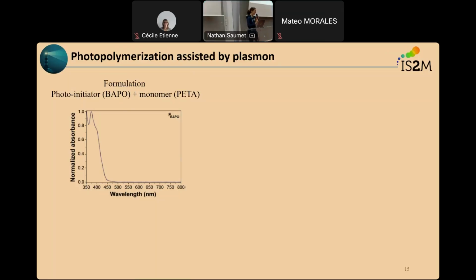So basically, we just mixed a monomer here with a photoinitiator. The photoinitiator absorbs at 400 nanometers. So with this, we can perform 2-photon polymerization.